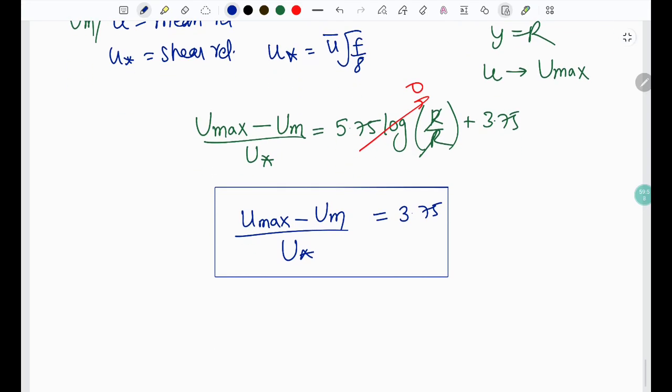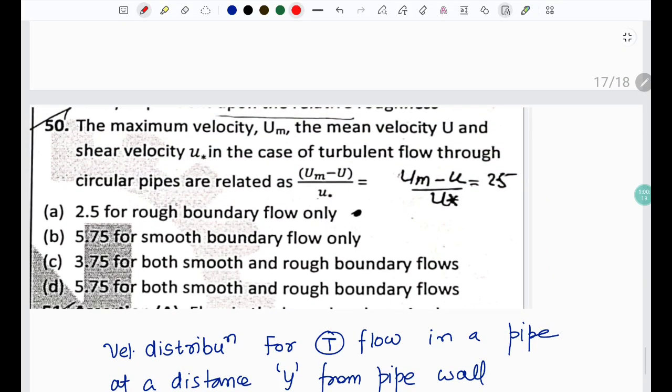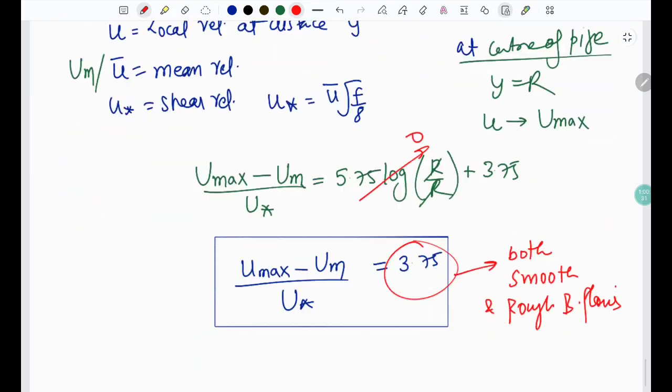And since this formulation relies strictly on the velocity profile, it depends only on y, hence this value of 3.75 is universally applicable to both smooth and rough boundary flows. Hence our relation, u max minus um over shear velocity, equals 3.75 for both smooth and rough, and C is the correct answer.